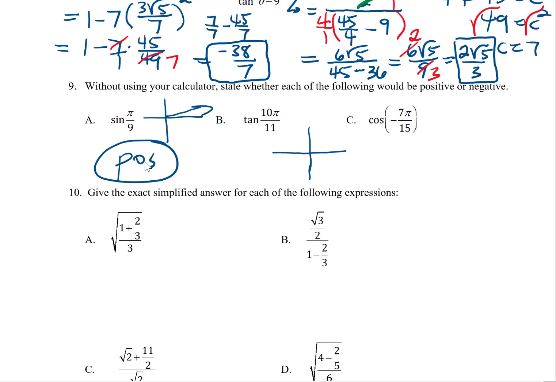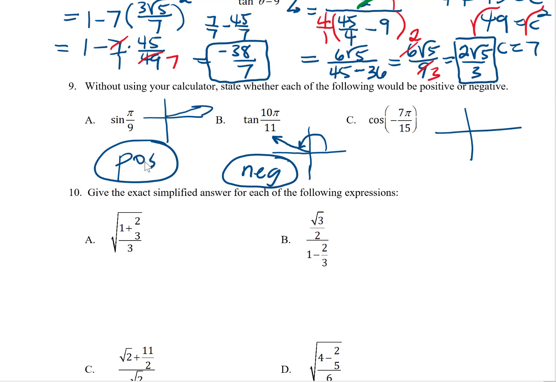So 10 pi over 11 must just be a little bit short of that. I'm confident enough to say this has got to be a second quadrant angle. The only function of the big three that's positive in the second quadrant is sine, so tangent then in the second quadrant is negative. And then how about negative 7 pi over 15?